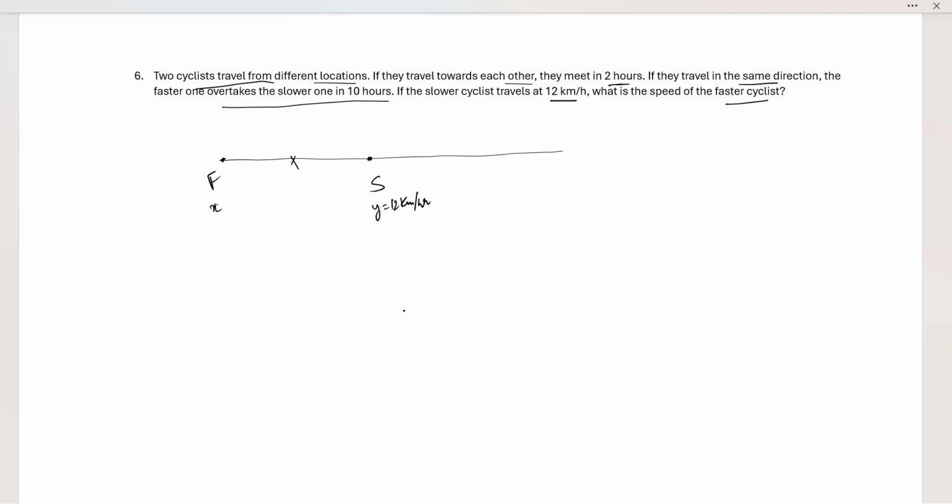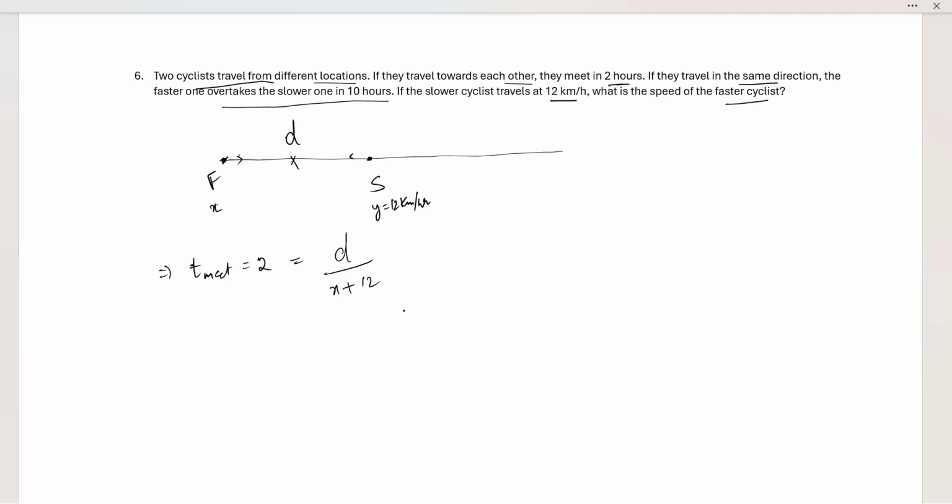ठीक है. The distance. So let the distance between these 2 points be D. So when they are traveling opposite direction in this way, उसके बारे में what can we write? So we can say that time to meet in this case, which is equals to 2 hours, is equals to D upon X plus 12, because since they're moving towards each other, or I would say in opposite direction, the speed should add. ठीक है? This is added.